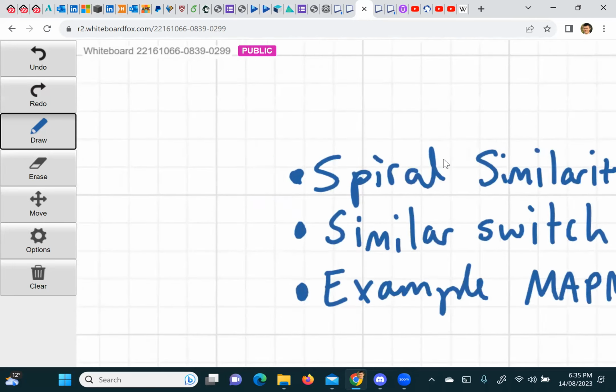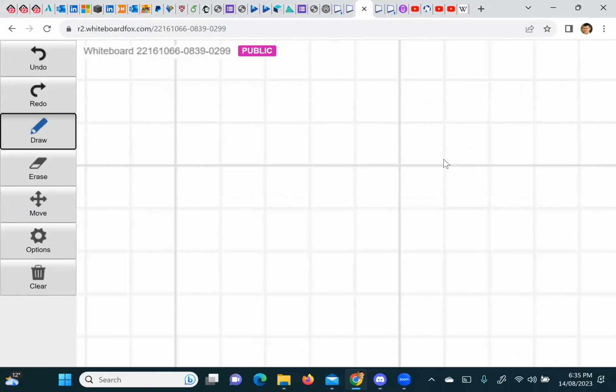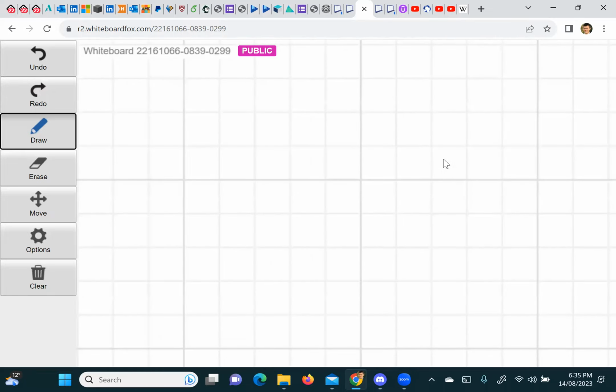Okay, so what is spiral similarity? Yeah, you guys are kind of annoying. What are you doing? Okay, so spiral similarity.